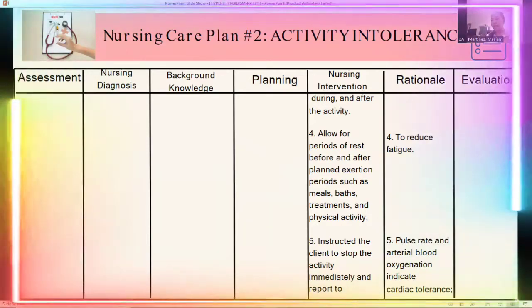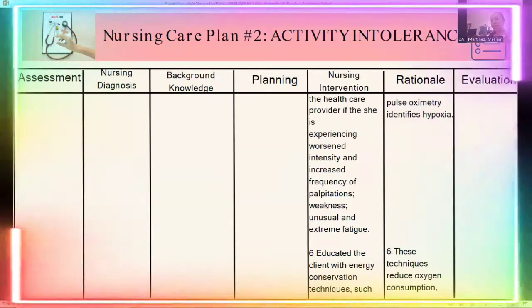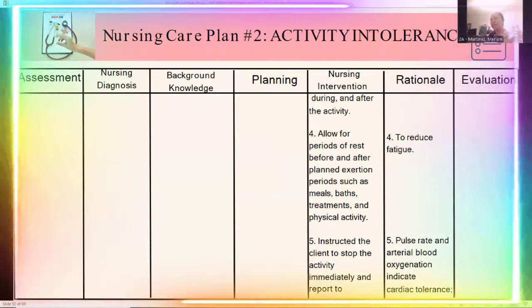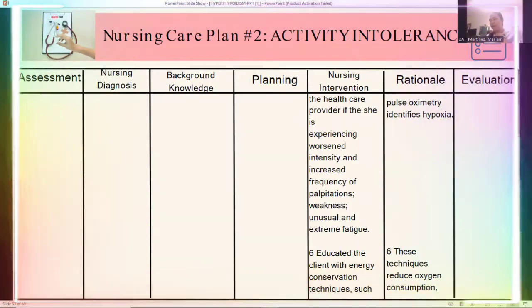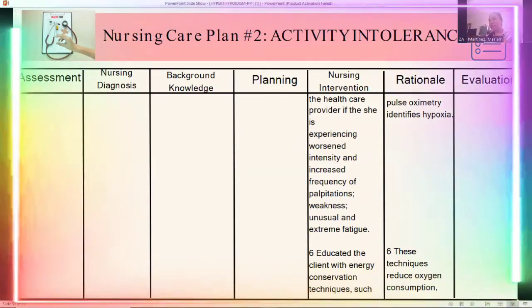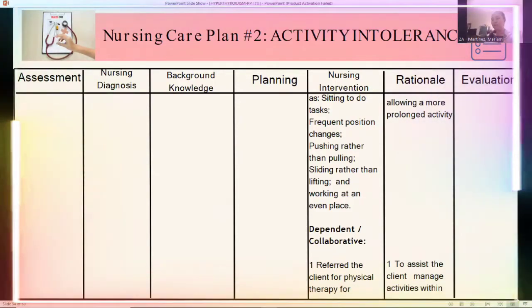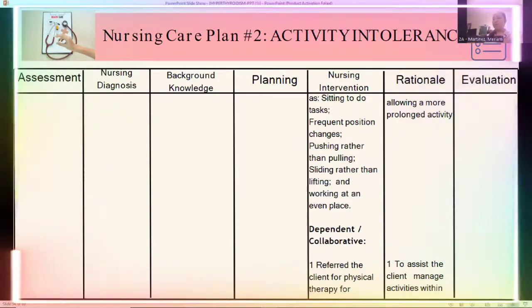And then we instructed the client to stop the activity immediately and report to the healthcare provider if she is experiencing worsened intensity and increased frequency of palpitations, weakness, and unusual, extreme fatigue. This is because pulse rate and arterial blood oxygenation indicate cardiac tolerance. Pulse oximetry identifies hypoxia. And then we educated the client on energy conservation techniques such as sitting to do tasks, frequent position changes, pushing rather than pulling, sliding rather than lifting, and working at an even pace. This is because these techniques reduce oxygen consumption, allowing more prolonged activity.